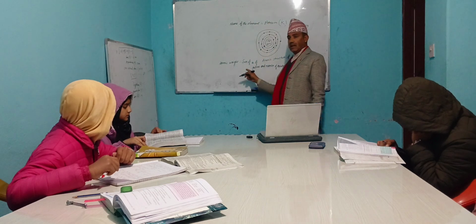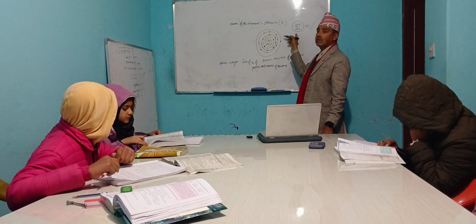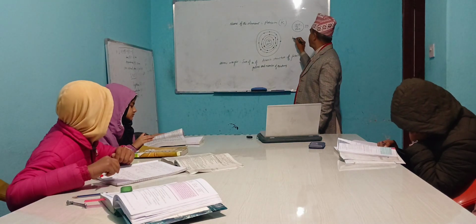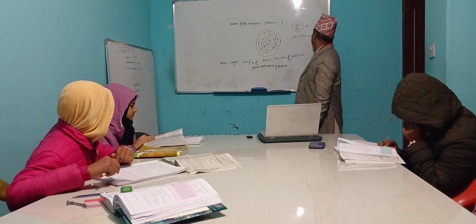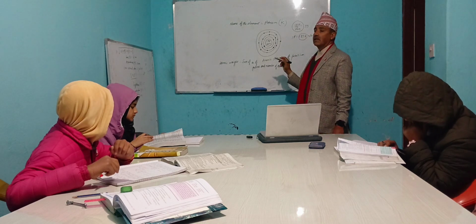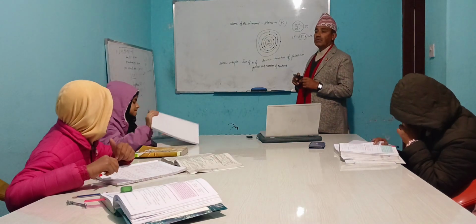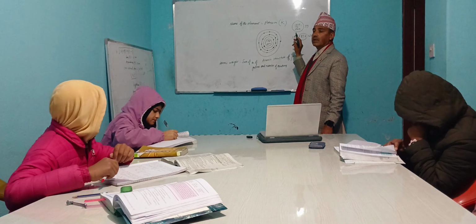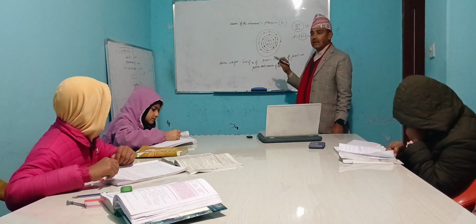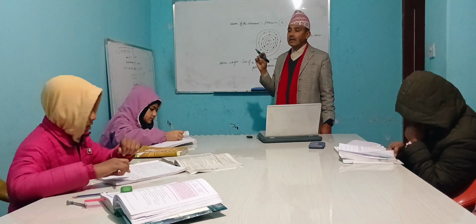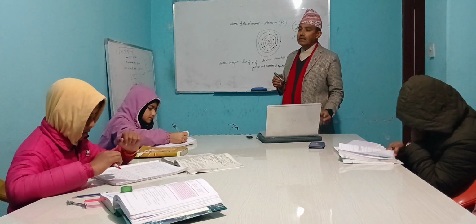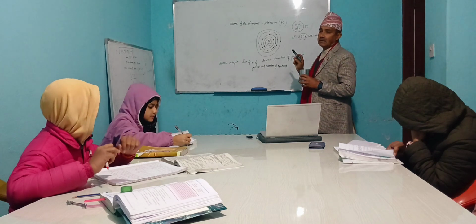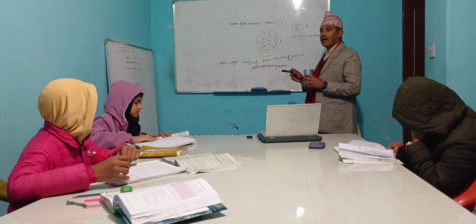To calculate the atomic weight, we must know the number of protons and the number of neutrons present in the atom, because they are heavy particles. Electrons are very light. One proton is equal to 1837 electrons. Means, if 1837 electrons are grouped together, then we can get the mass of one proton. So electrons are very light particles, while protons and neutrons are heavy, and they lie in the nucleus. That's why we must know the number of protons and neutrons, because they are heavy particles and lie in the nucleus.